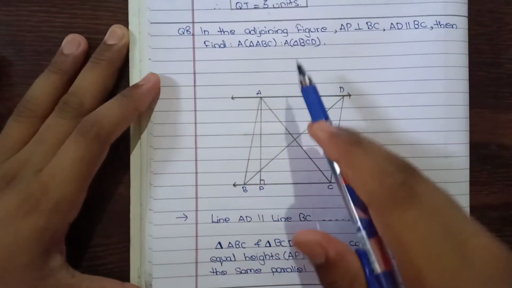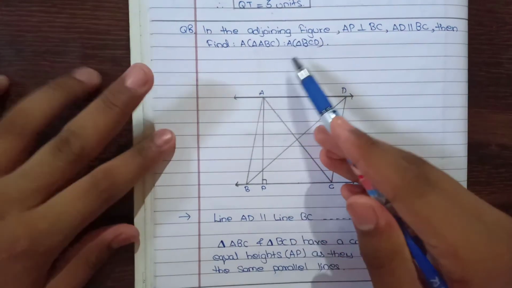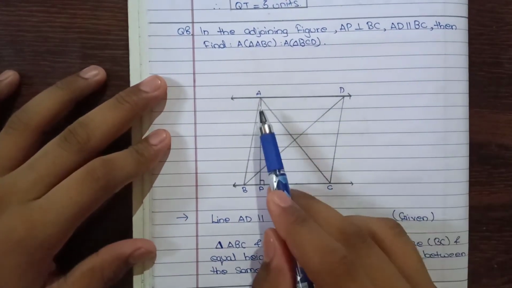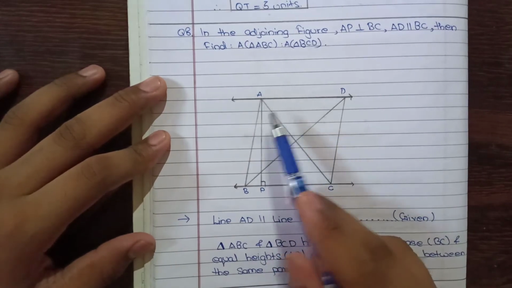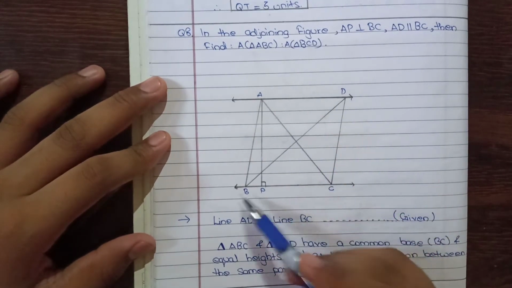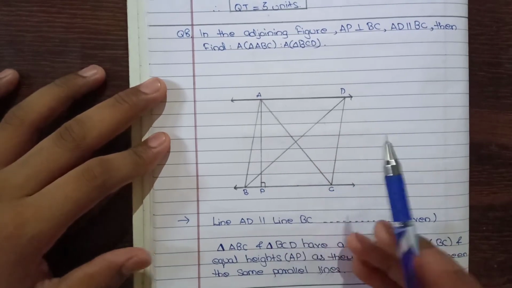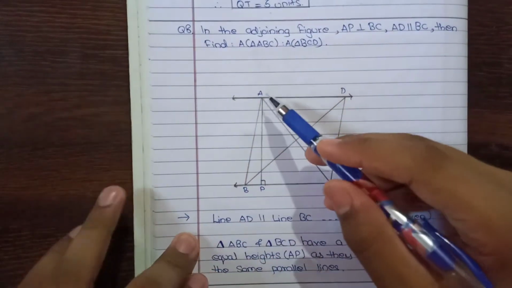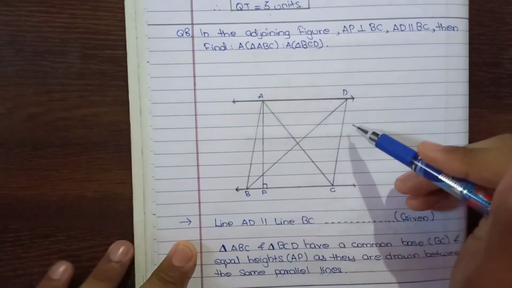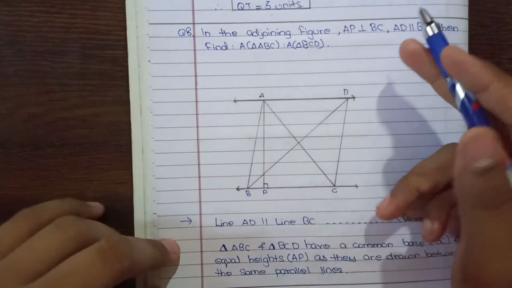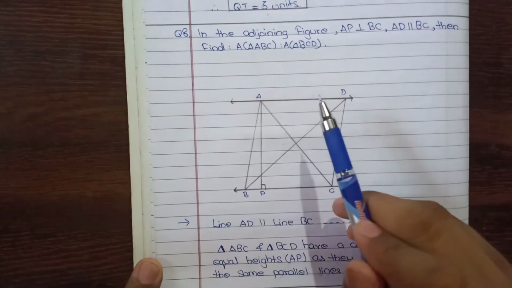Now we are going to solve a question based on the fourth property. In the adjoining figure AP is perpendicular to BC and AD is congruent to BC. Then find area of triangle ABC and area of triangle BCD. Here we can see that the heights of the two triangles are equal and their bases are also equal. So the answer is 1, and it is constant for all such cases.